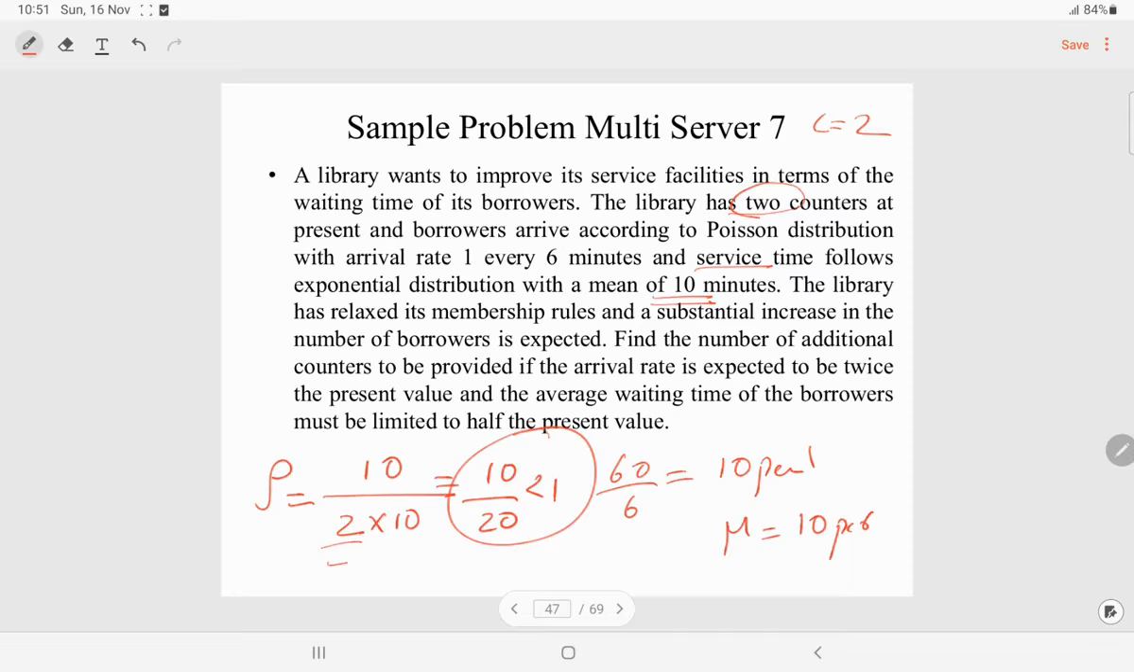Now the question is, the library has relaxed its membership rules and a substantial increase in the number of borrowers is expected. So they have actually relaxed the rules.